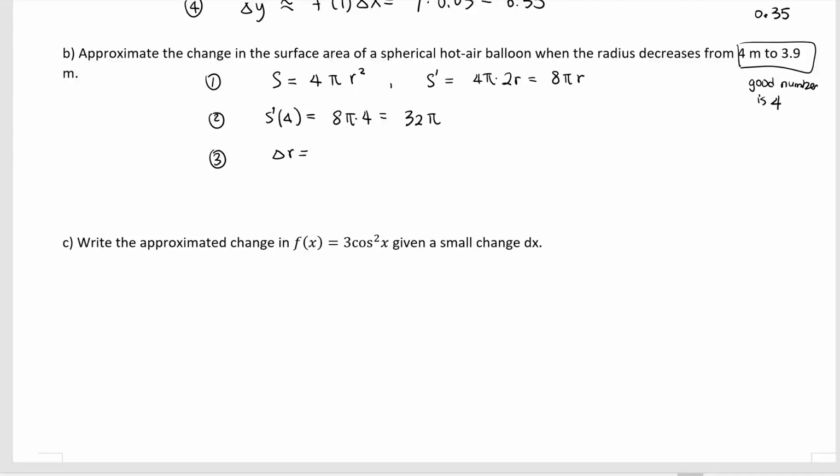And then let's continue. Change of r, we use the final value minus the initial value. We get negative, and it makes sense because it's decreasing, right? And finally, change of surface area is approximately s prime of 4 times change of r. So it's 32 pi times negative 0.1. So it's negative 3.2 pi. Okay, so you can put this in your calculator. That's approximately negative 10.05.